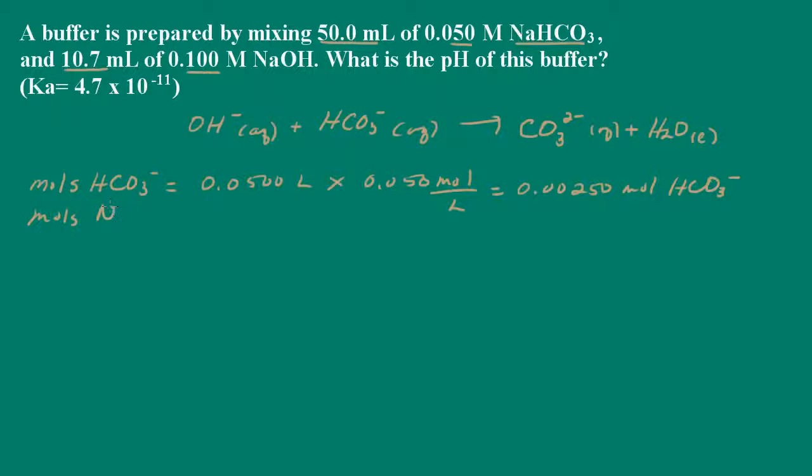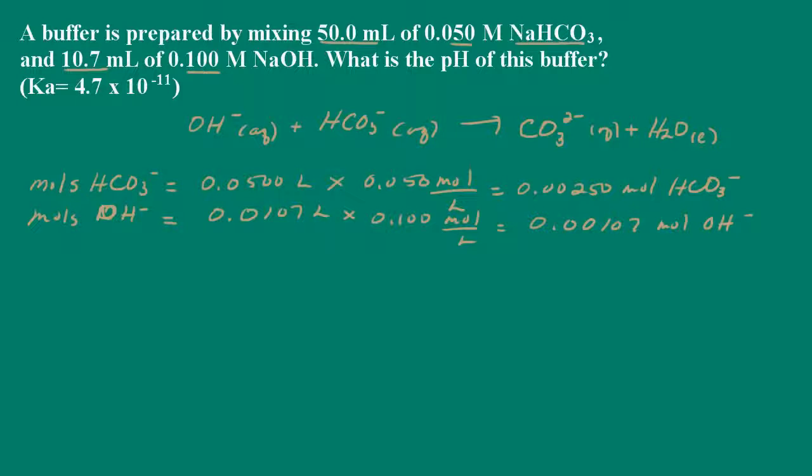And of course, the number of moles of sodium hydroxide, or the hydroxide ion, would be the volume of hydroxide that's added. So that's in liters, 0.0107 liters times 0.1 mole per liter. And that's going to give us 0.00107 moles of hydroxide ion.